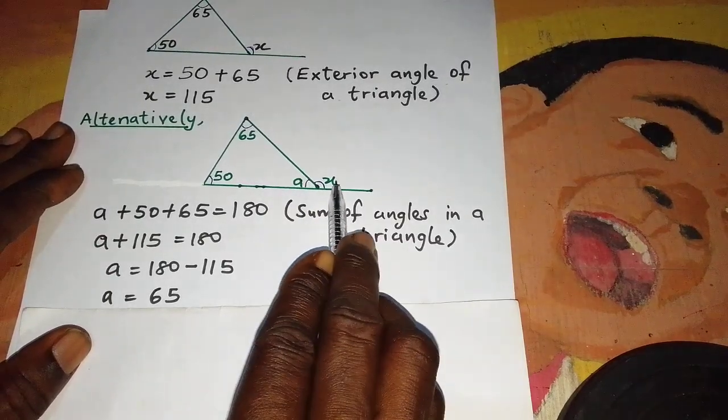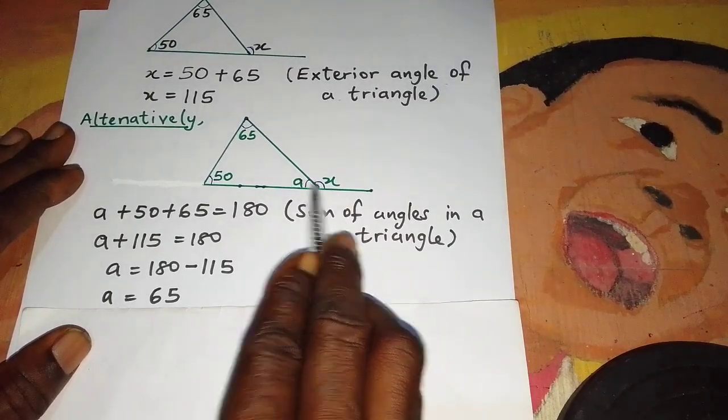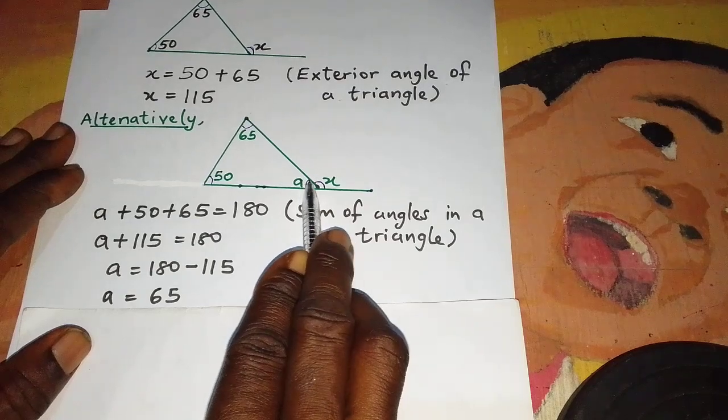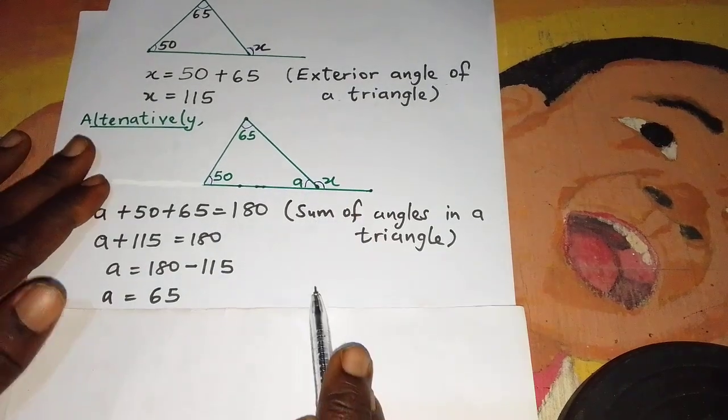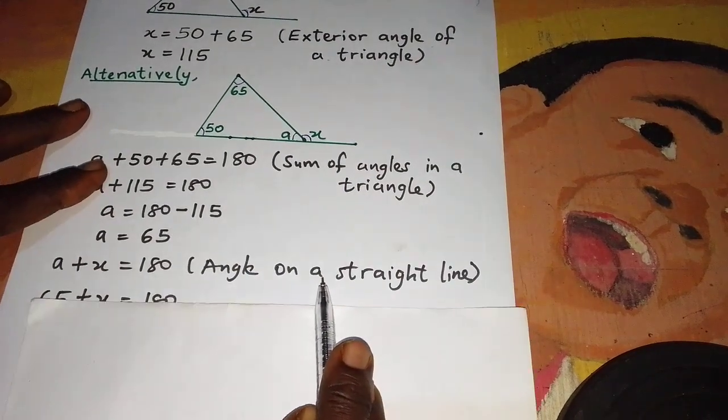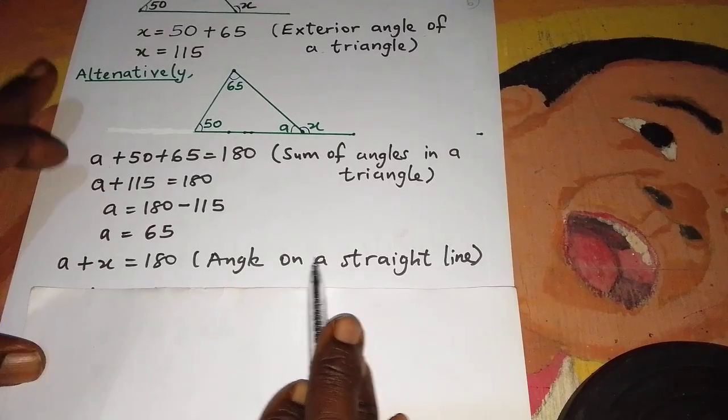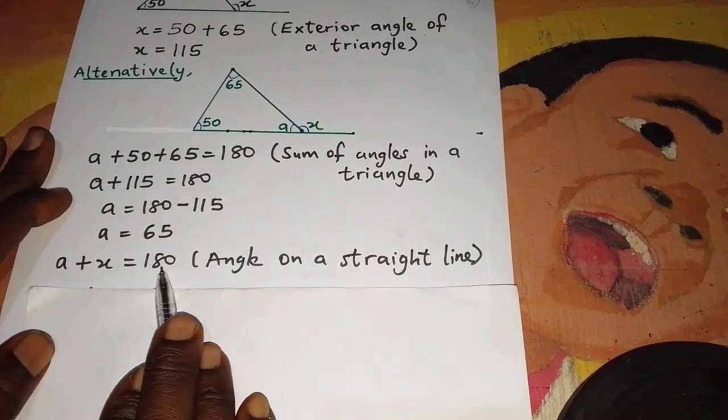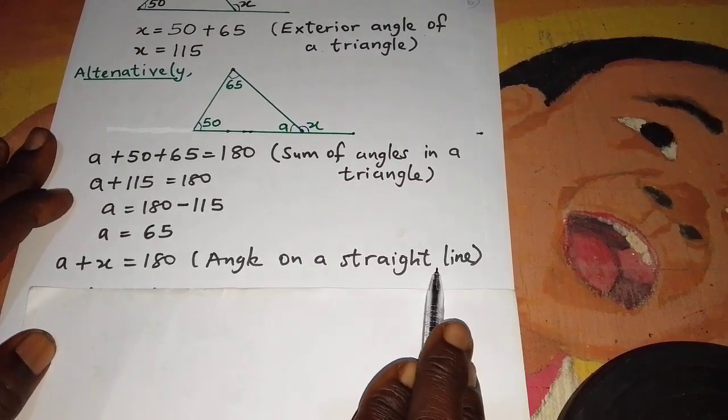And since A and x are on a straight line, if you add angle A plus angle x, it should be equal to 180. Why? Angle on a straight line. So A plus x is equal to 180. Why? Angle on a straight line.